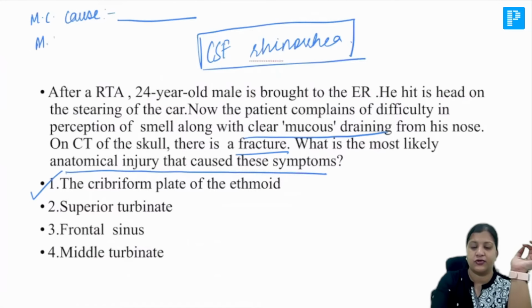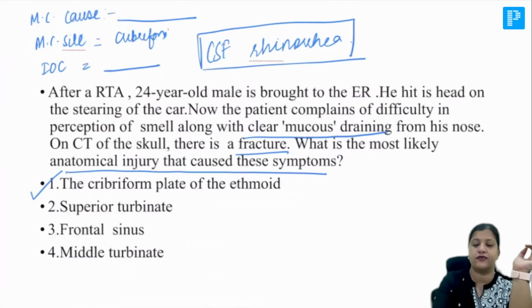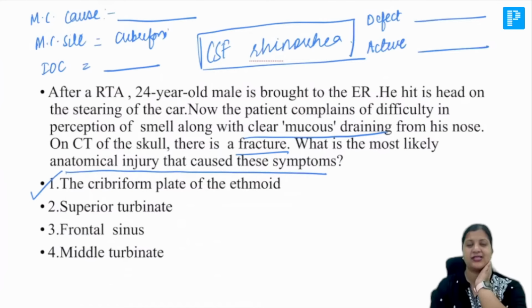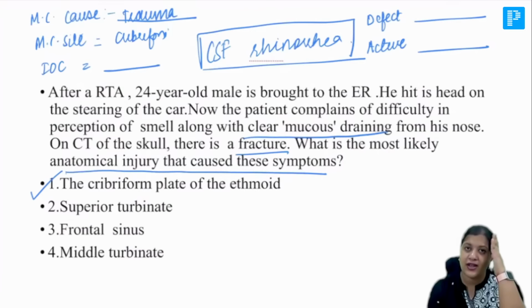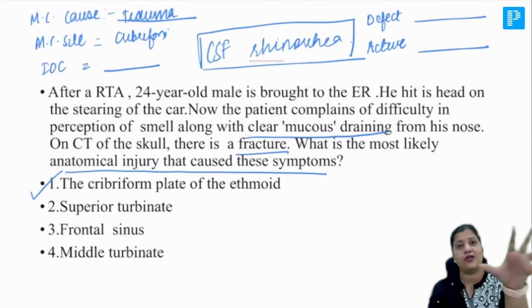We have understood the most common site, which is the cribriform plate of the ethmoid. If I ask you what is the investigation of choice for diagnosing CSF rhinorrhea, how would you identify the defect? And then how would you identify an active leak? If I ask you all these questions, let me see. Yes, most common cause is trauma. Spontaneous CSF leaks account for only 5%. Trauma is 95%. Spontaneous occurs whenever there is an increased intracranial pressure. That's because of various other causes, because of idiopathic intracranial hypertension, because of tumors, all of that.